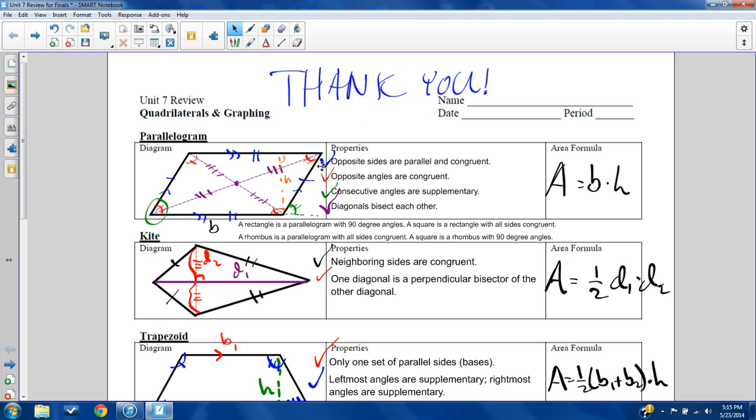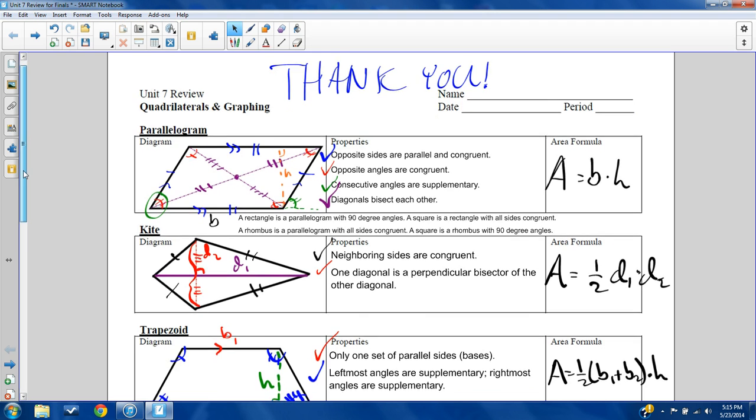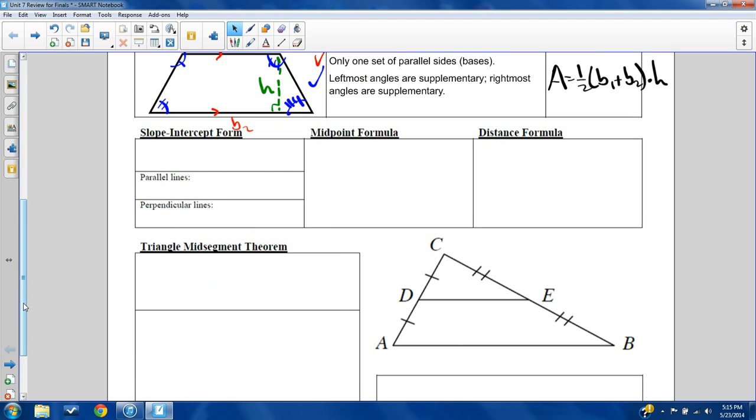Actually, I take that back. A square and rhombus also have perpendicular diagonals. The diagonals not only bisect each other, but they're perpendicular bisectors, and all segments of the diagonal are congruent. So there you go. Okay, I'm going to move on down here.